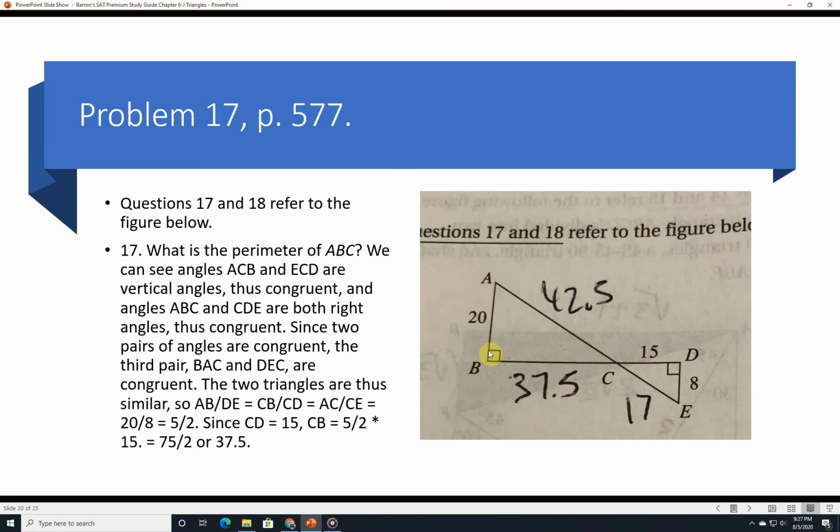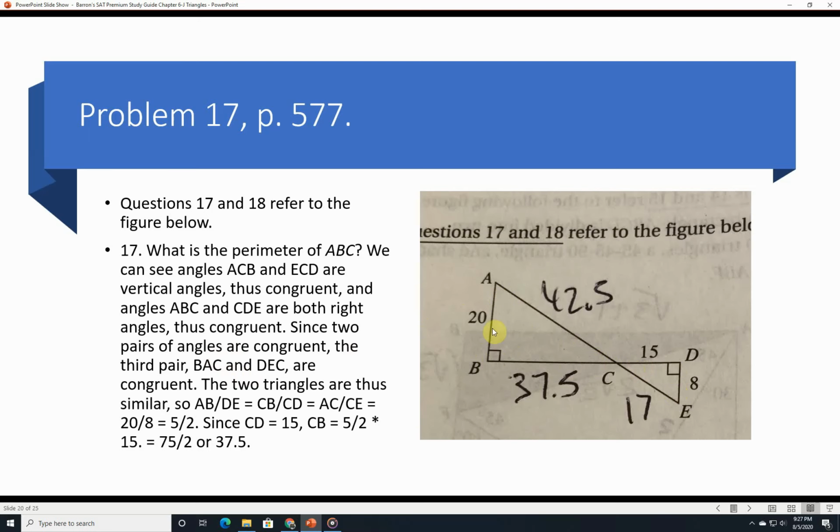And if you have two angles that have the same measure in two different triangles, the triangles by definition have to be similar triangles, because if this is the same and this is the same, 180 minus these two here is going to be the same as 180 minus these two. So the third pair has to be congruent. The two triangles are thus similar.